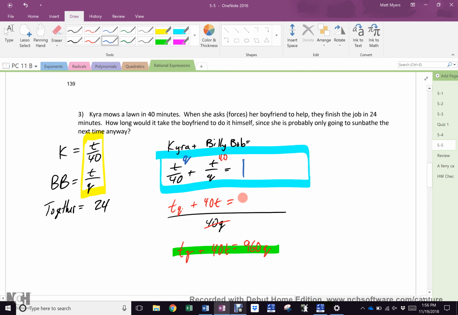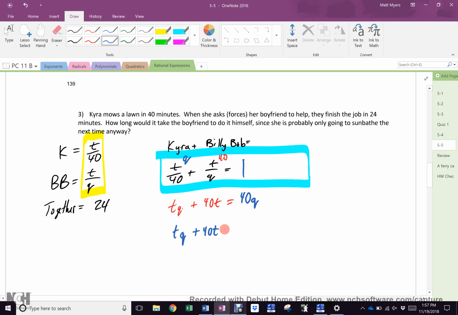So, what does this now become? Not 960Q, what is it? 40Q. Everybody see? Now are we better? Okay, so now what do I have? TQ plus 40T equals 40Q, right? Does it still look bothersome? Yes. Okay. But one of those numbers we know, don't we? What do we know? We know T, but is it 1? No. 24.